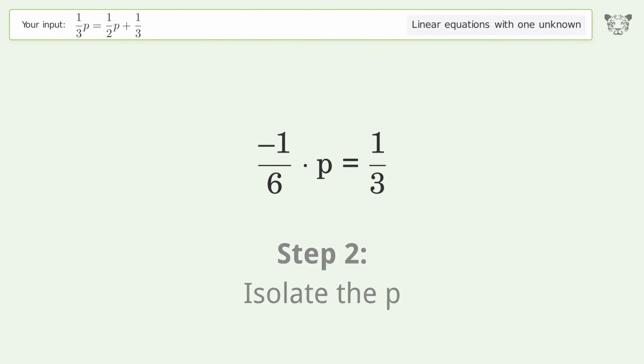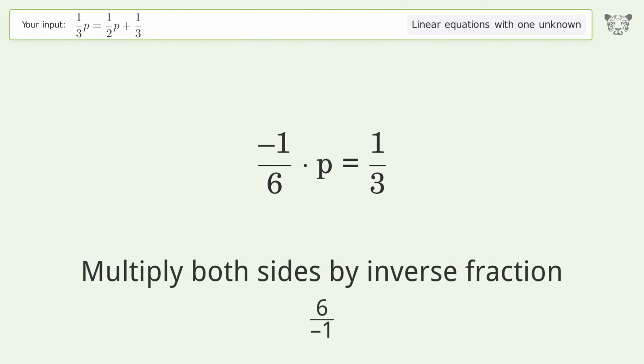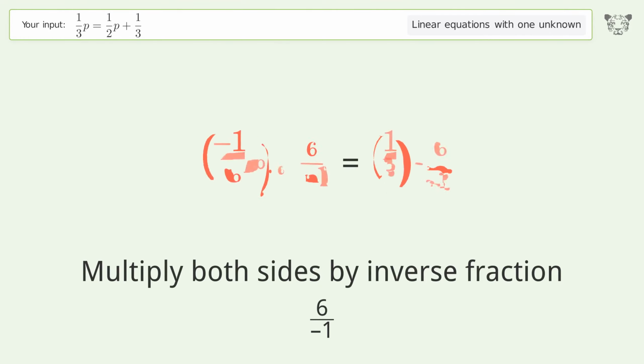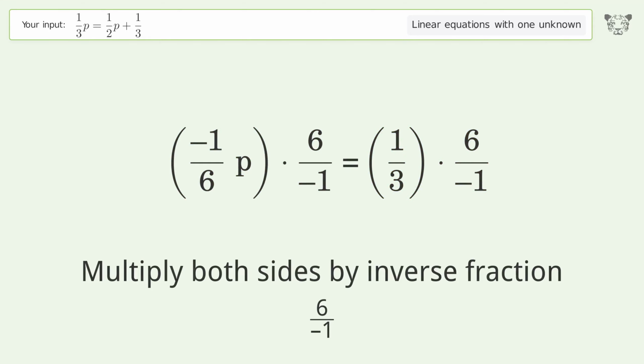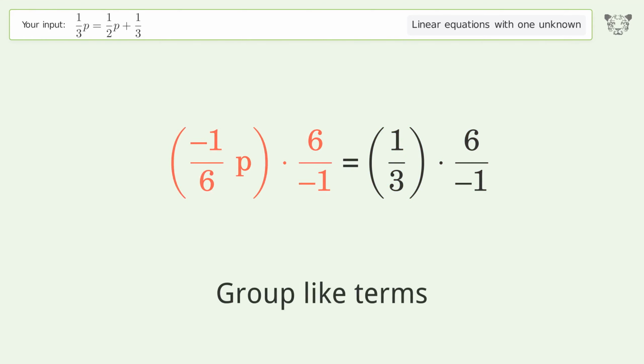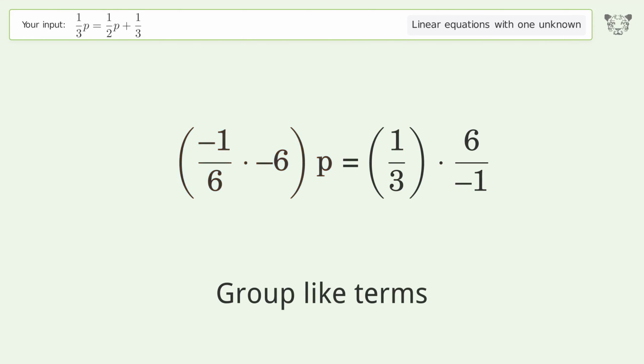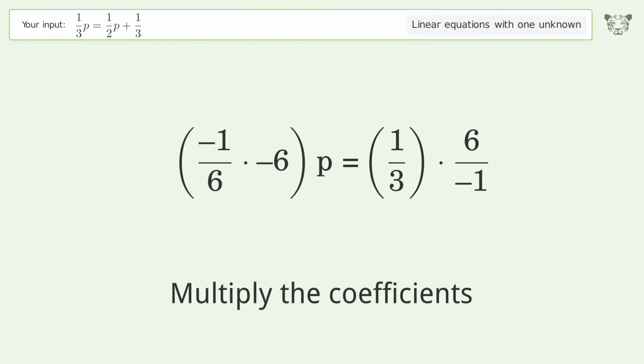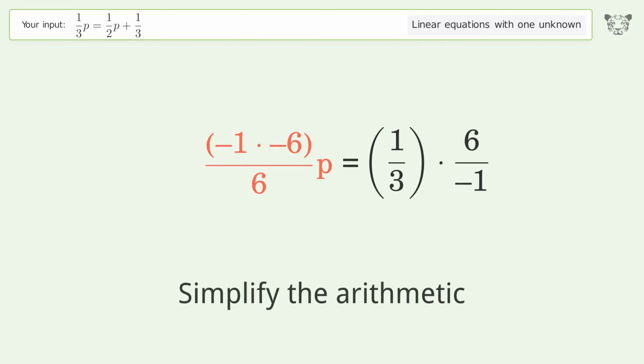Isolate the p. Multiply both sides by inverse fraction 6 over -1. Group like terms. Multiply the coefficients. Simplify the arithmetic.